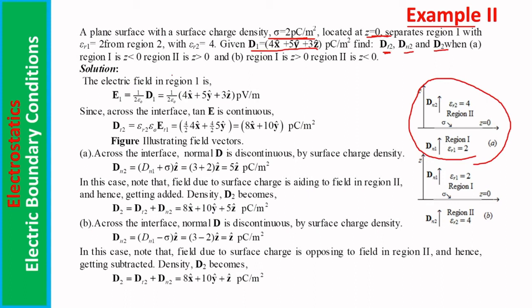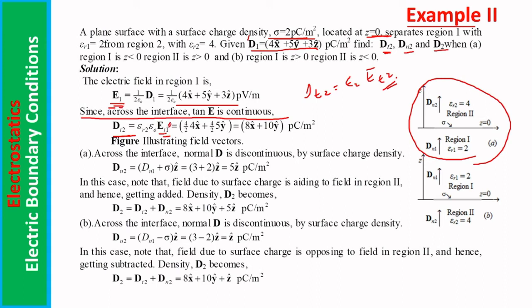How to proceed? Here what he did is, first from d1 he computed E1. E1 is d1 by epsilon 1. So E1 is available. Since across the interface tangential E is continuous, dt2 is epsilon 2 ET2. But ET2 is equal to ET1. Tangential electric field is continuous. So he used that relation here.